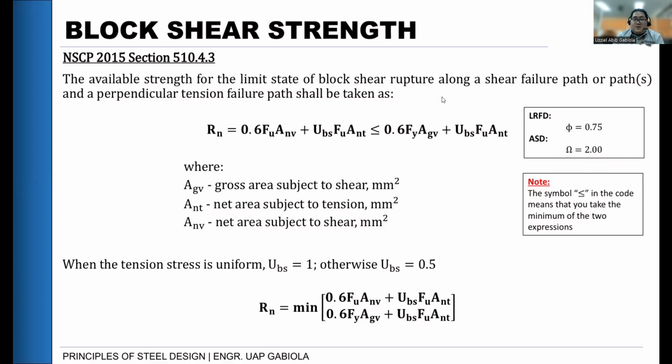So for LRFD, we need to use 0.75 phi, just like in net section rupture. And then for ASD, we divide by 2.0, just like in net section rupture. Okay? And then we have a new term, UBS. So it says here, when tension stress is uniform, we set UBS equal to 1.0, otherwise 0.5. So later, we'll discuss that.